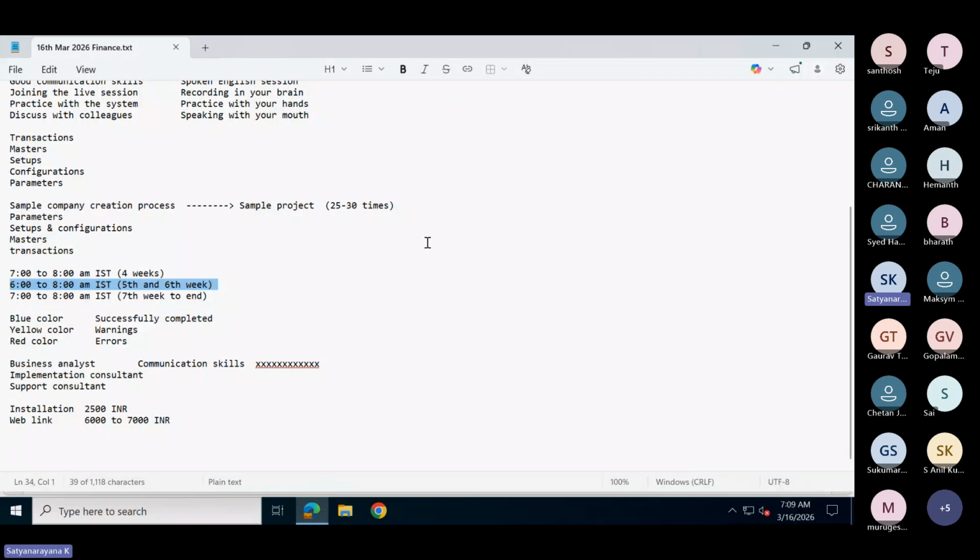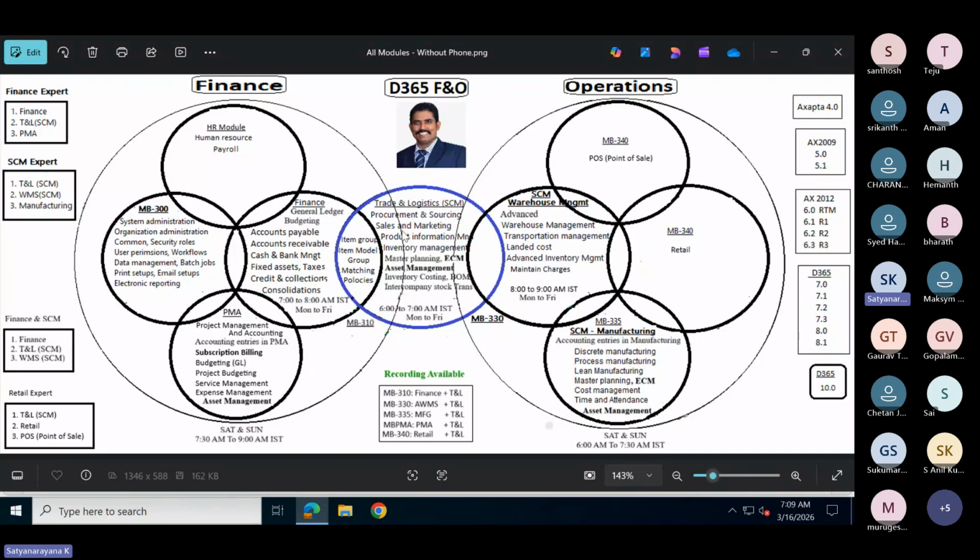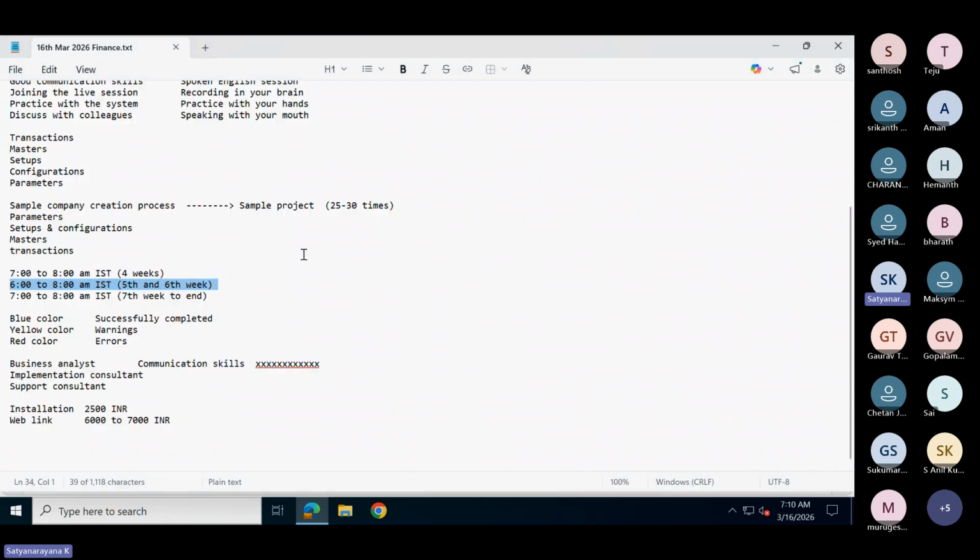Meaning the finance team is going to learn trade and logistics to some extent. The trade and logistics and supply chain management team is going to learn some finance topics, because there will be a lot of overlap. Those topics I will cover. So even though you are joining for finance, you are going to join 6 to 8 for 2 weeks. Okay, I'm going to teach you like blue color, yellow color and red color.